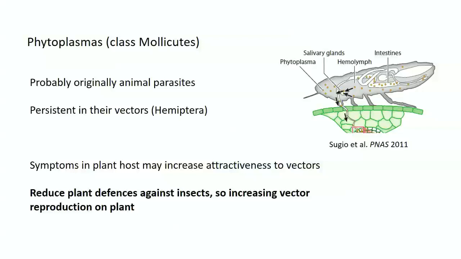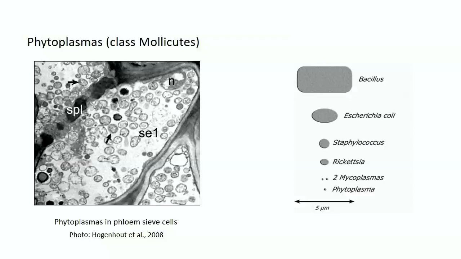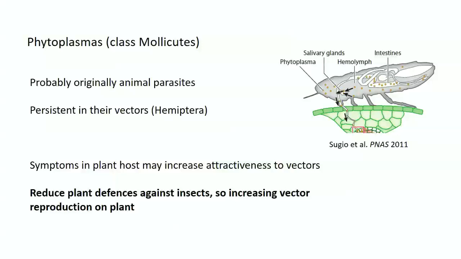Just to show you what they are, they're probably originally animal parasites, so related to mycoplasmas that cause those diseases in cows. They're taken up by leafhoppers and psyllids, and they get into the hemolymph, so they're systemic, and they reproduce in the insect, which probably derives from their animal origin. As a side note, these symptoms, the witch's broom and so on, may increase the attractiveness to new vectors. So it may be a host manipulation in order to increase transmission, similar to other systems like zombie ants, which we're working on in Brazil.